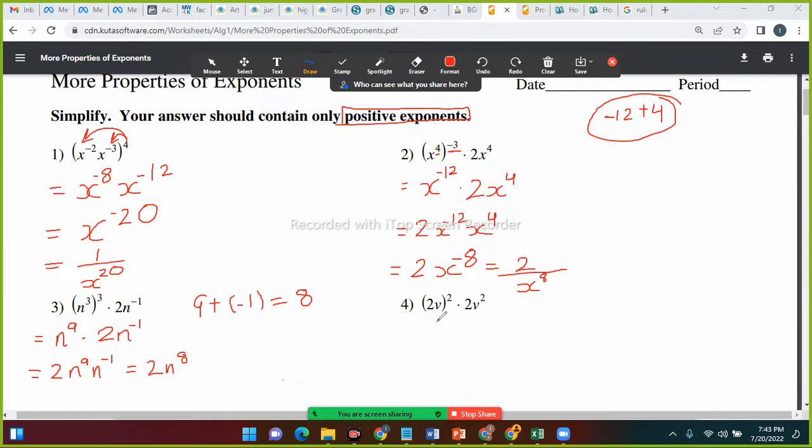And then number 4, we have, this is funny, 2v squared multiplied by 2v squared. You've got to be careful, because this 2 applies to the whole 2v, this 2 only applies to the v. And so we're going to take this and apply it to that, take this and apply it to that. So it's going to be equal to 2 squared v squared multiplied by 2v squared.